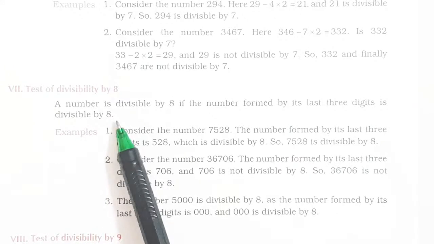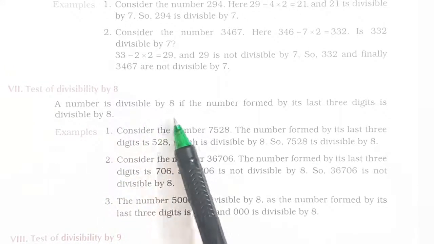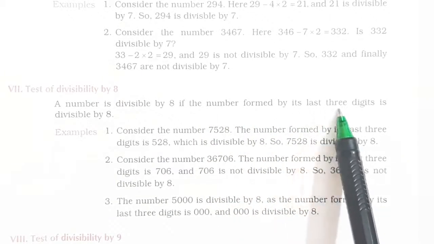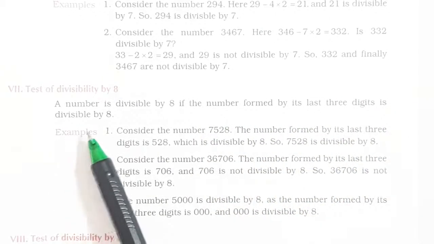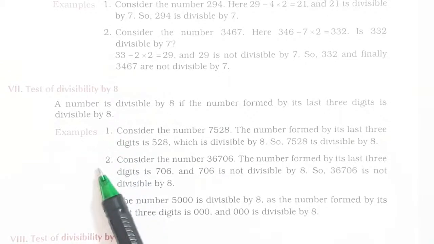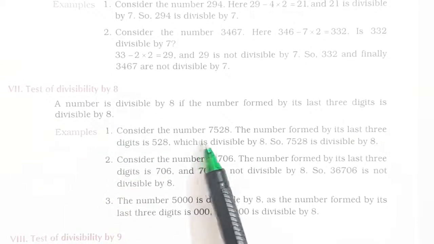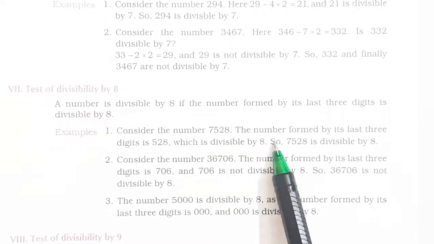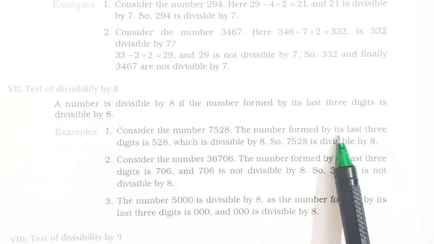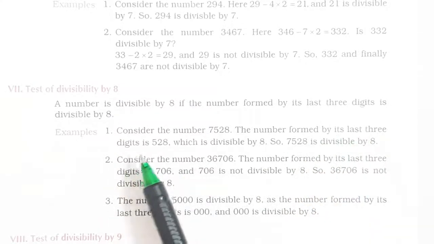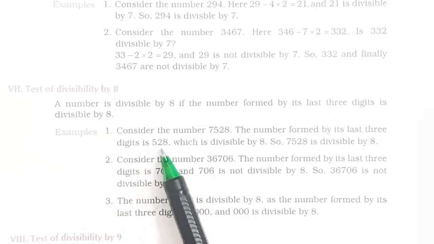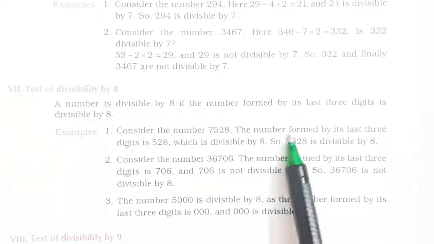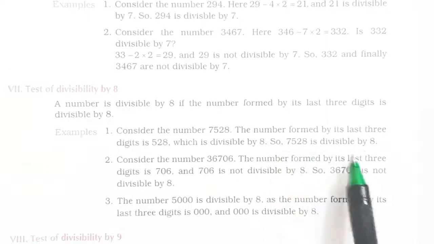A number is divisible by 8 if the number formed by its last 3 digits is divisible by 8. For example, consider the number 7528. The number formed by its last 3 digits is 528, which is divisible by 8. So, the given number is divisible by 8.